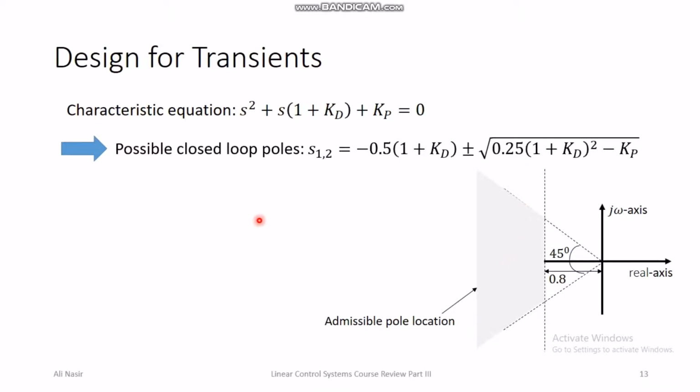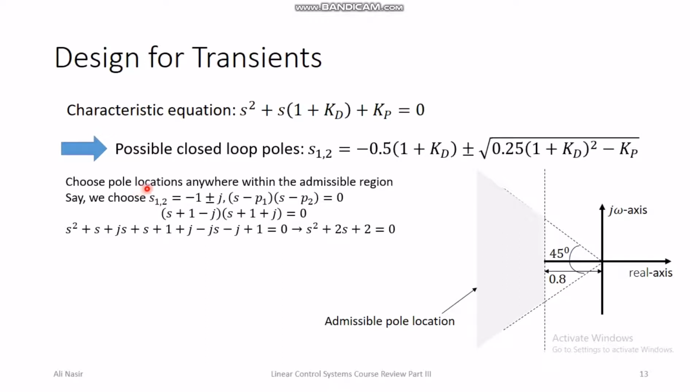And then let's suppose we choose the pole location anywhere within the admissible region, within this gray region, which is more than 0.8 horizontal distance from the j omega axis to satisfy the settling time requirement, and within the cone of 45 degrees to satisfy the overshoot requirements. So if we choose the poles to be at -1 plus minus j, here you can see that -1 is the real part of the pole, which is greater than 0.8, so horizontally the pole is within this region.